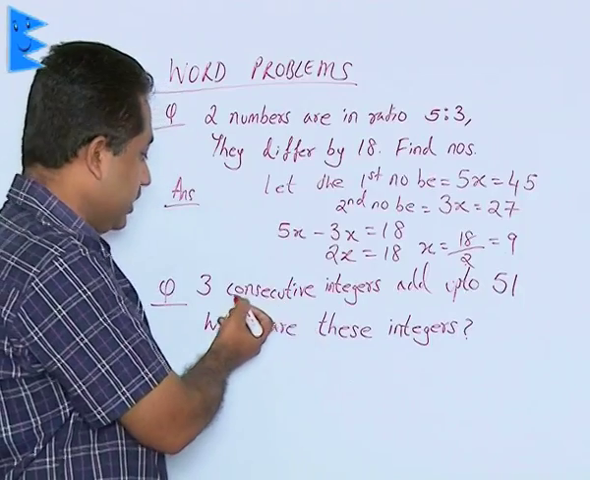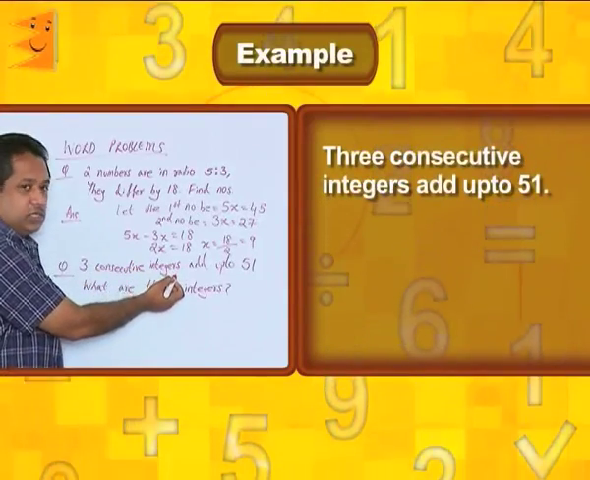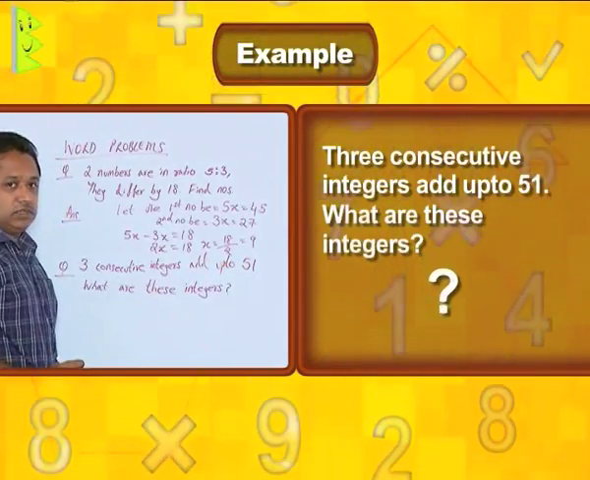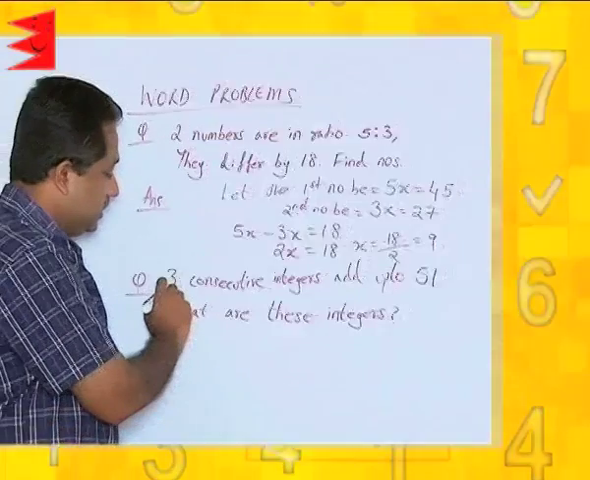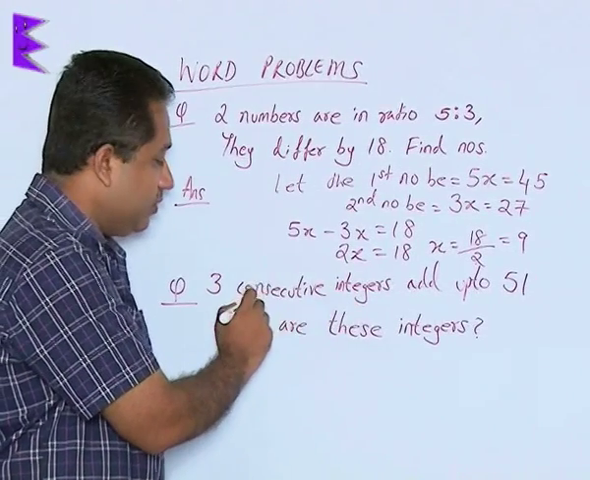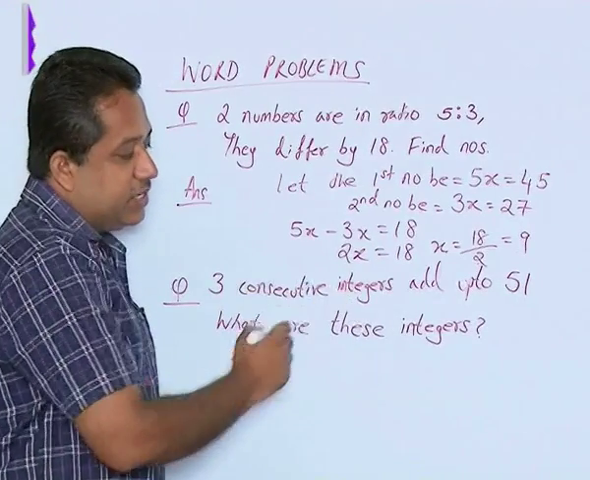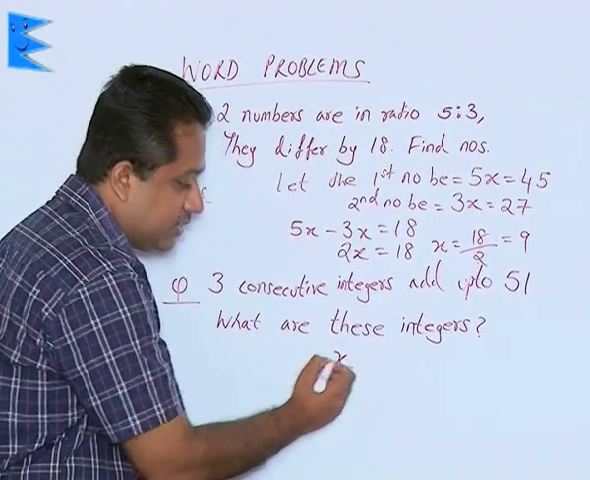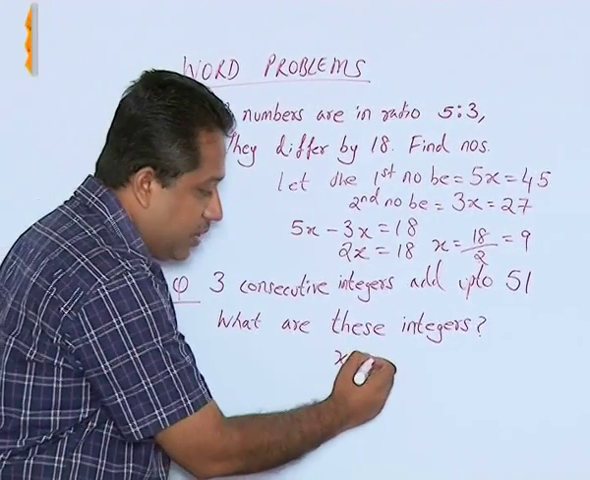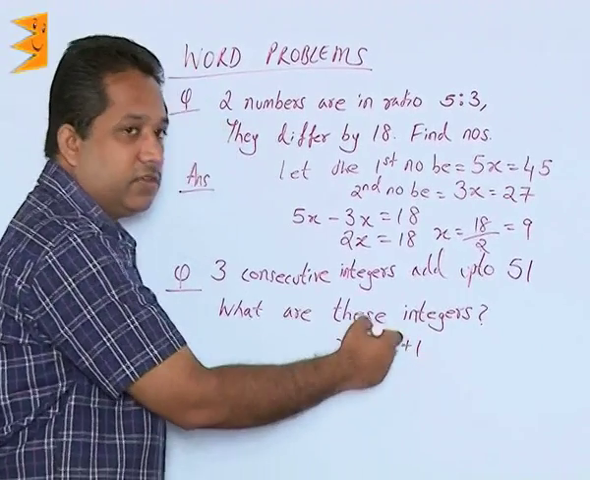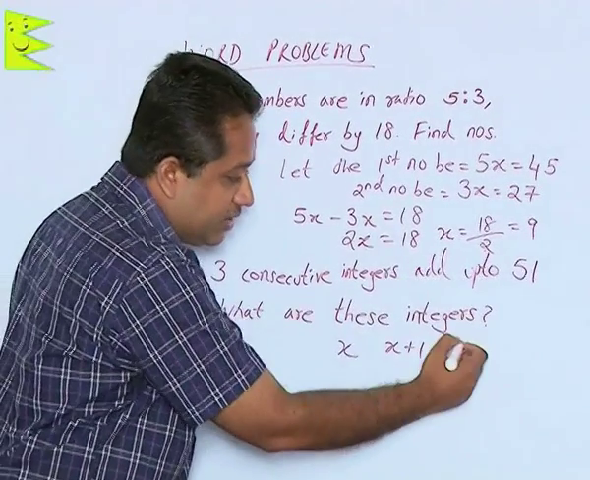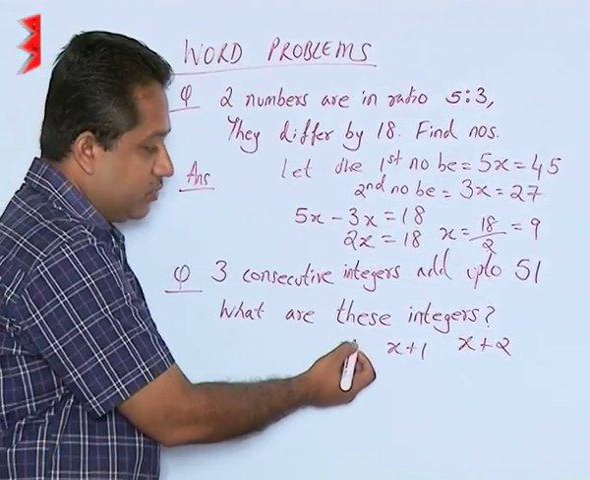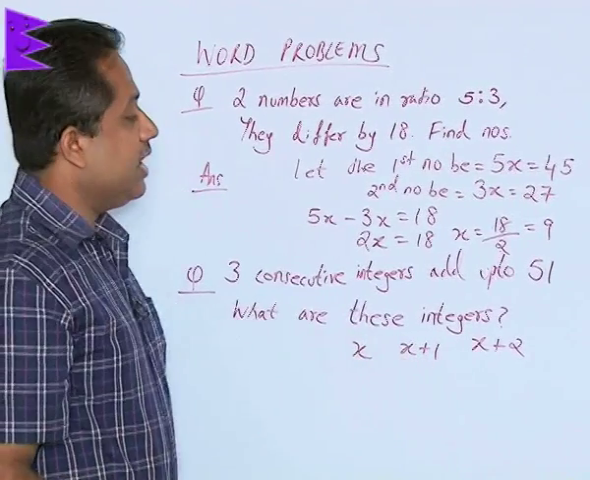Now, look at another question here. 3 consecutive integers add up to 51. What are these integers? Now, the main thing that we have to know is what are integers and what is the meaning of the word consecutive. So, integers differ by 1. So, if you are going to assume the first integer as x, the next integer will be x plus 1, because the difference in integer is 1. So, keep adding 1. So, the next integer after this is going to be x plus 2. So, the 3 consecutive integers will be x, x plus 1 and x plus 2.